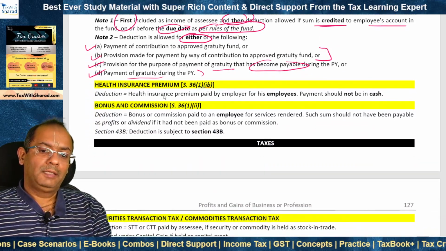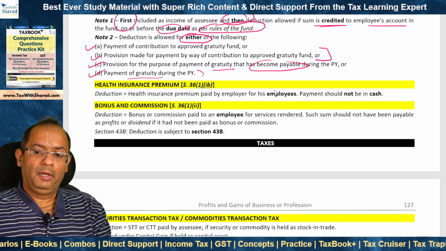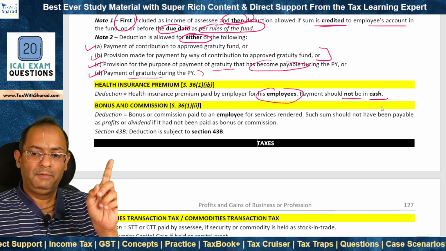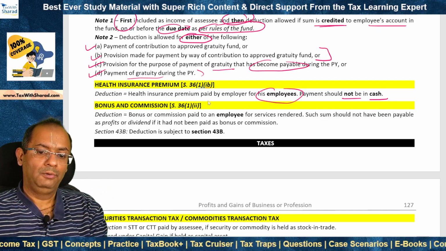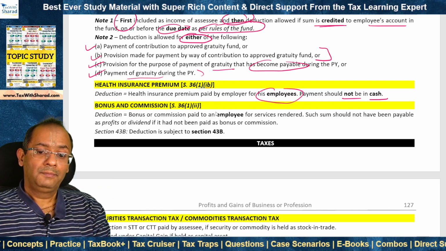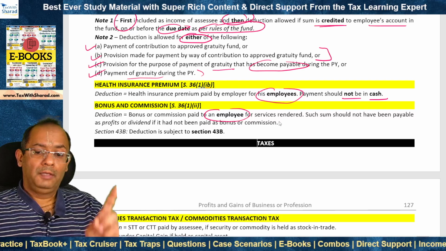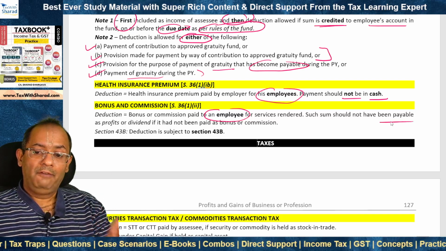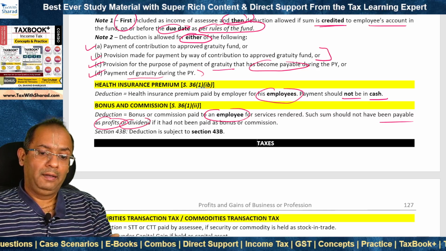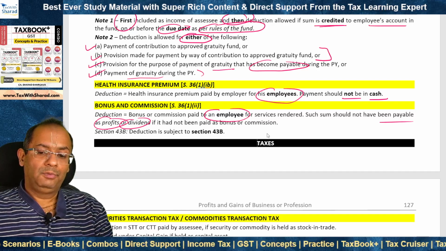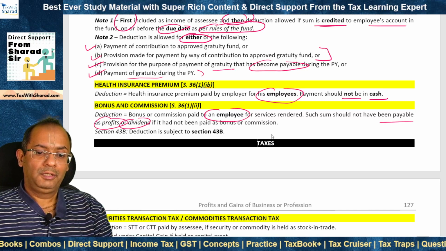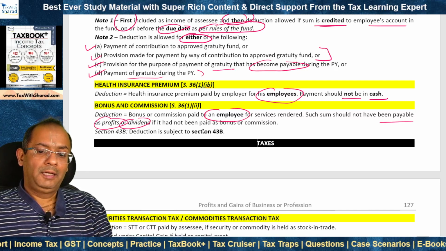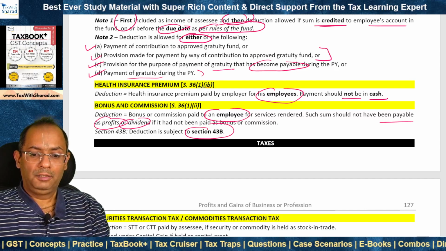Health insurance premium is allowable as deduction which is paid by the employer for his employees, but the condition is that payment should not be in cash. If it is in cash, no deduction is supposed to be allowed. Bonus and commission paid to an employee is also allowed as deduction, but there is a condition that it should not have been payable as profits or dividend if it had not been paid as bonus or commission. That means bonus or commission should not be paid in the guise of profits or dividend. This deduction is subject to compliance with section 43B.